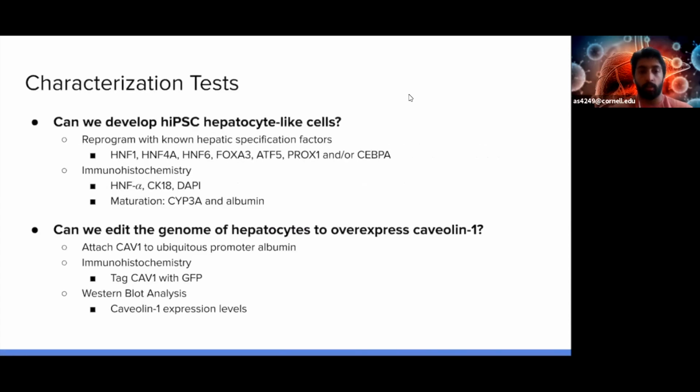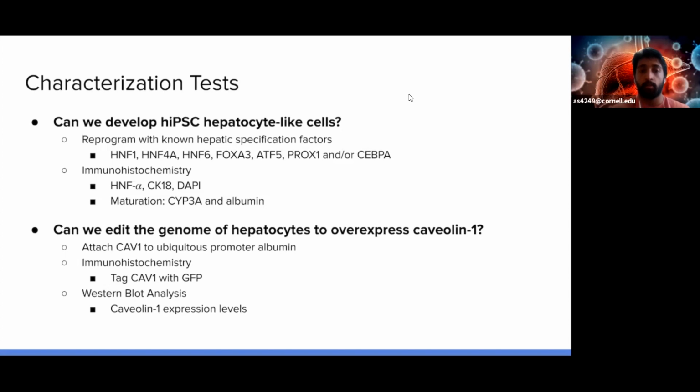So how are we going to go about this? Well, first, we're going to develop some characterization tests. First, we need to develop these hepatocyte-like cells through using induced pluripotent cells. We're going to reprogram them with the known hepatic specification factors and use immunohistochemistry staining in order to identify whether or not we have actually developed hepatocyte-like cells.